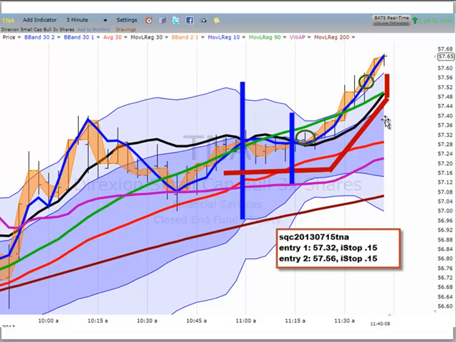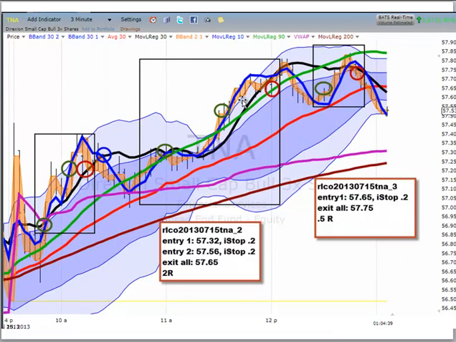That's almost 2R in hand, and then we get that to no lose right here at the edge of the river, edge of the floodplain. Excuse me. It ends up cashing out shortly thereafter. It moved up to 57.35 and pulled back. Couldn't follow through any further, and that's where we get a couple 1.5R out of that one.